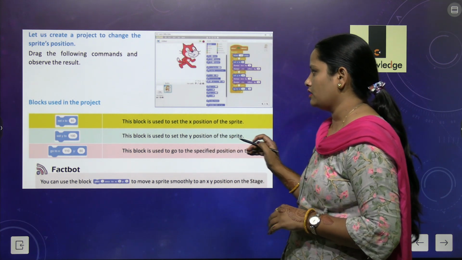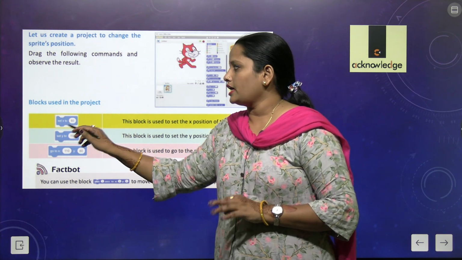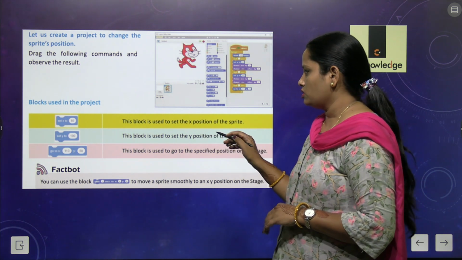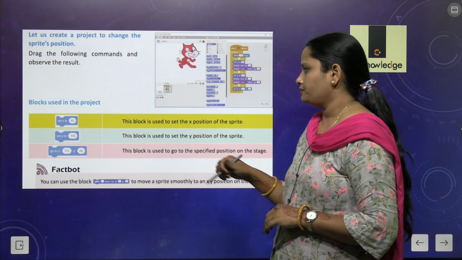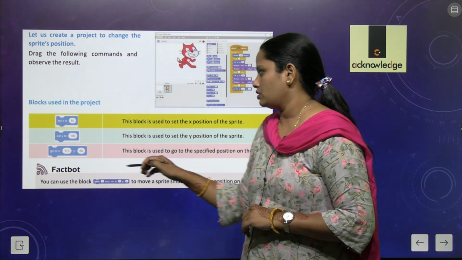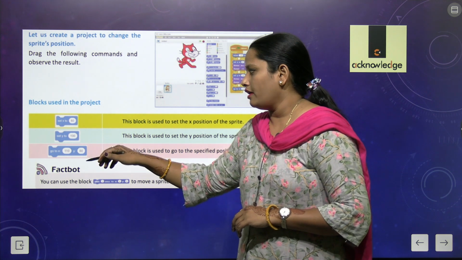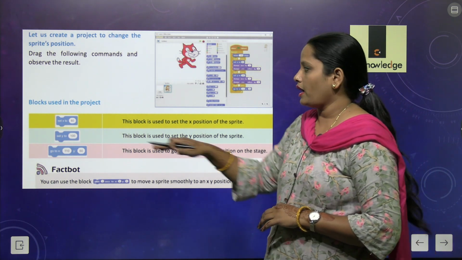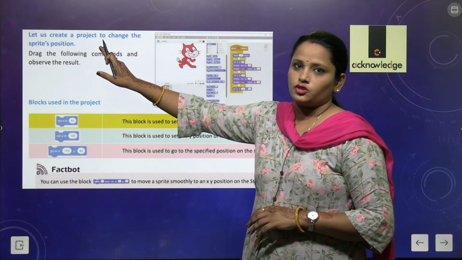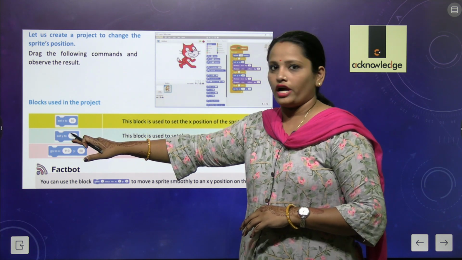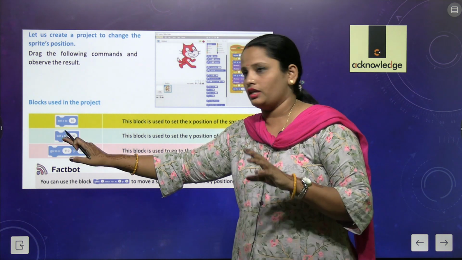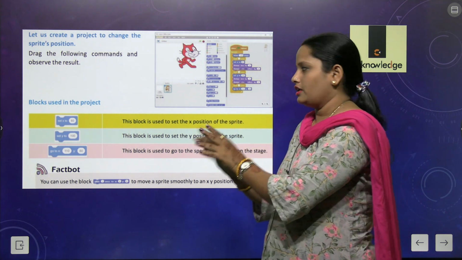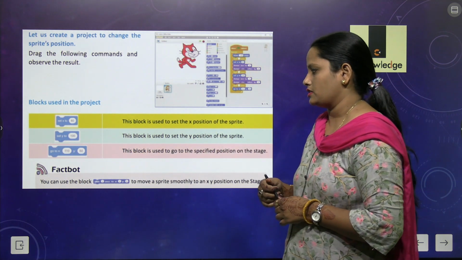Here are some blocks given. Here we can see it is written set x to 80 and set y to 100. These two blocks are used to set the sprite's x position and y position. Next is go to x 100 and y 60. This block is used to go to a specific position on the stage. By dragging this block, the sprite will go to the point between the x and the y axis.